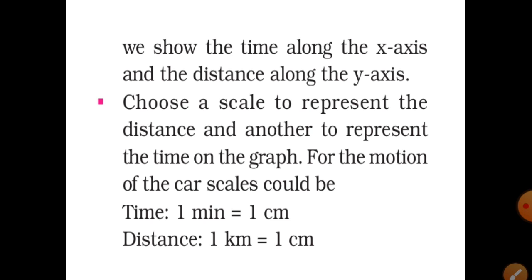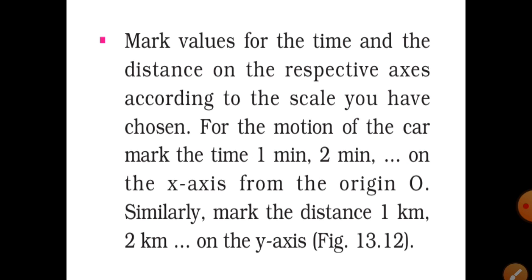Choose a scale to represent the distance and another to represent the time on the graph. For the motion of the car, the scale could be 1 minute equals 1 centimeter, और 1 किलोमीटर equals भी लिया है 1 सेंटीमीटर, ठीक है. Mark values for the time and the distance on the respective axes according to the scale you have chosen. For the motion of the car, mark the time 1 minute, 2 minute on the x-axis and origin. Similarly, mark distance 1 kilometer, 2 kilometer on the y-axis.